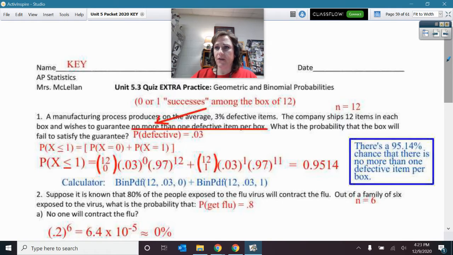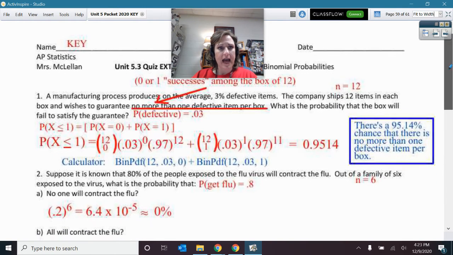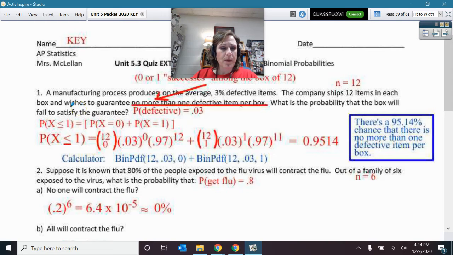So here we first have our 3% defective items, and we want to know what's the probability that the box will fail. No more than one defective item per box. Okay, so that means what's the probability that we have no more than one defective item? So that's 0 or 1. That's okay. But if you have more than that, then that fails. So the defective items can be 0 or 1.